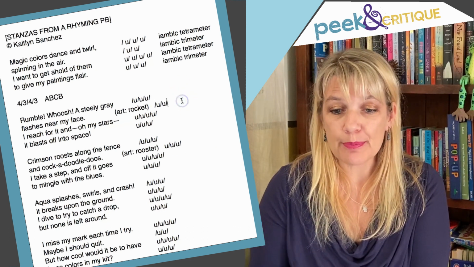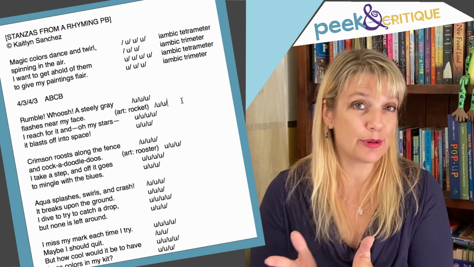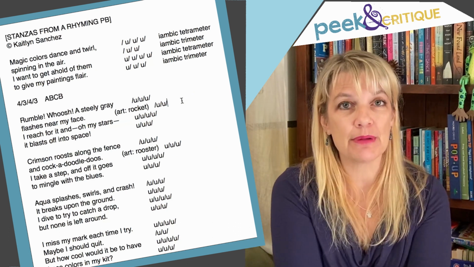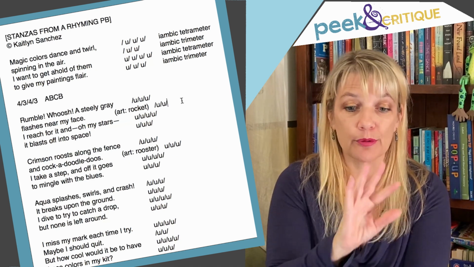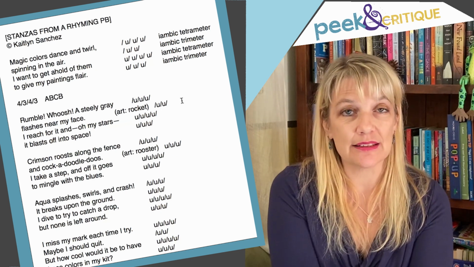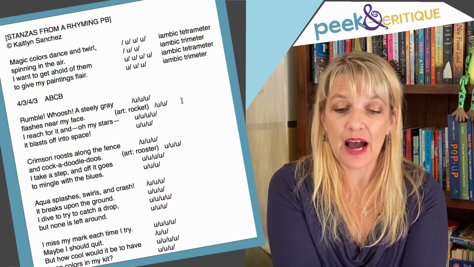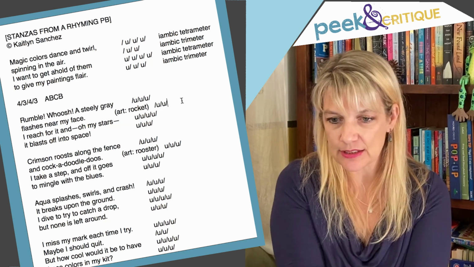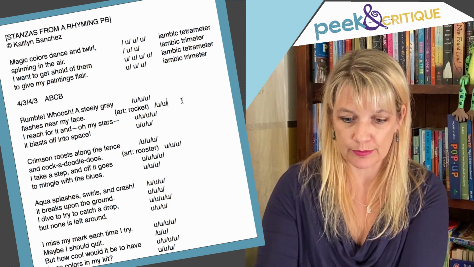Now, it just so happens that in this piece, there's nothing broken. Yay, Caitlin! Really beautiful job here. Not just with the meter and the consistency of your metrical pattern and your rhyme scheme, but also just the content. I really, really love this concept. I think you say it's stanzas from a rhyming picture book. This could be a poem all by itself, a standalone poem, just as it is.